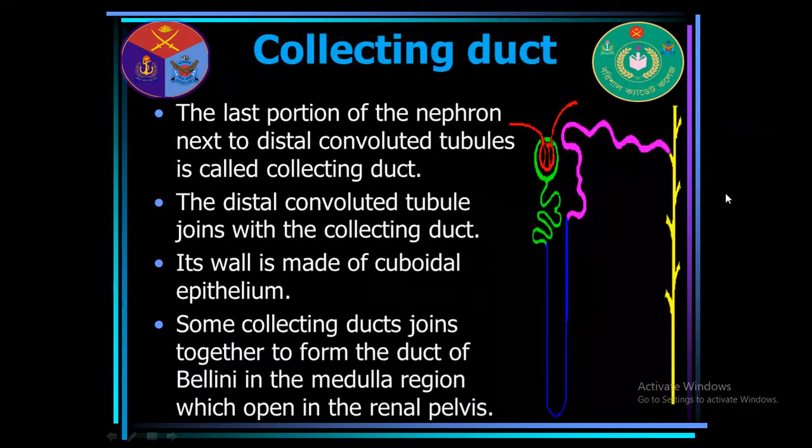Collecting duct. The last portion of the nephron next to distal convoluted tubules is called collecting duct. So this yellow color duct is called collecting duct. The distal convoluted tubule opens in collecting duct. Its wall is made of cuboidal epithelium cells. Some collecting ducts join together to form the duct of Bellini in the medulla region, which opens in the renal pelvis.